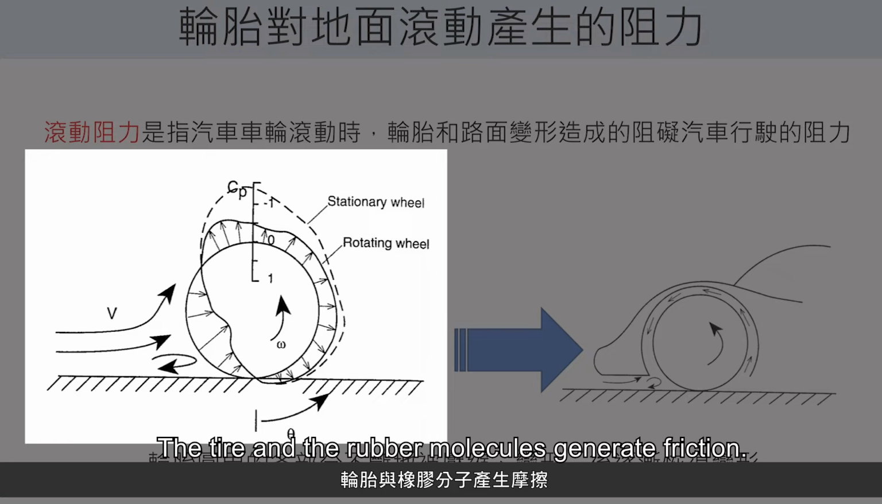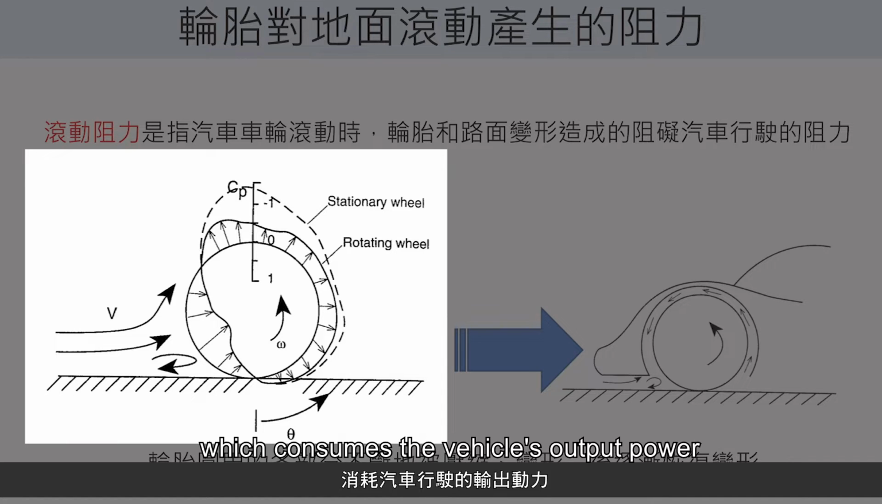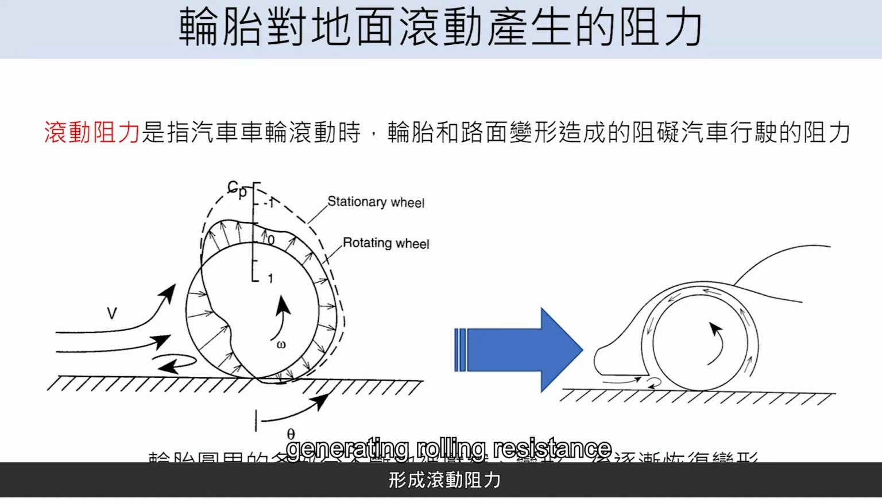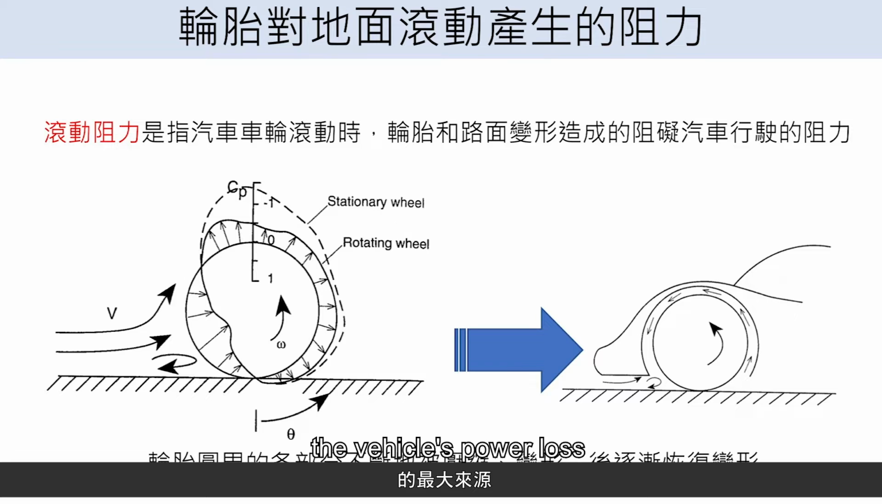The tire and the rubber molecules generate friction. The heat generated by friction diffuses to the atmosphere, which consumes the vehicle's output power, generating rolling resistance. When the vehicle moves at low speeds, rolling resistance is the main source of the vehicle's power loss.